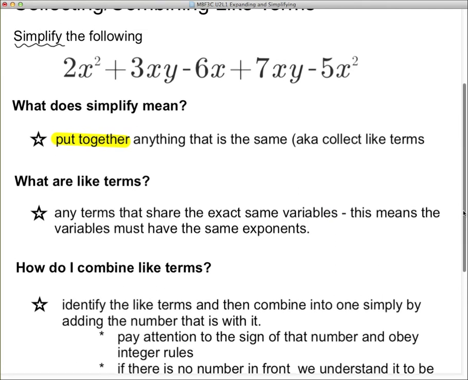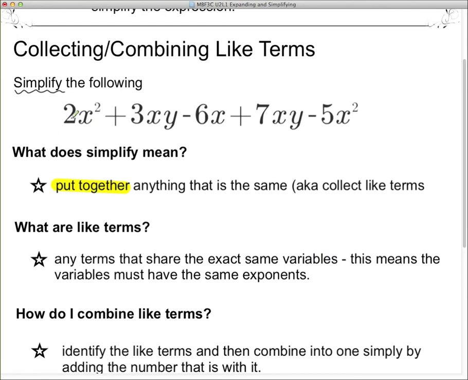So I'm just going to talk about this expression up here first. What does a term mean? What's a variable? What's an exponent? Do you remember all of that stuff? Well, a term is something in a math expression that's separated by pluses and minuses. So in this particular question, we've got 1, 2, 3, 4, 5 terms, and those terms are all separated by either a plus or a minus. So that's what a term is.